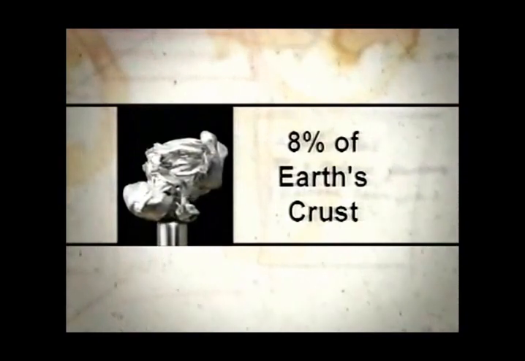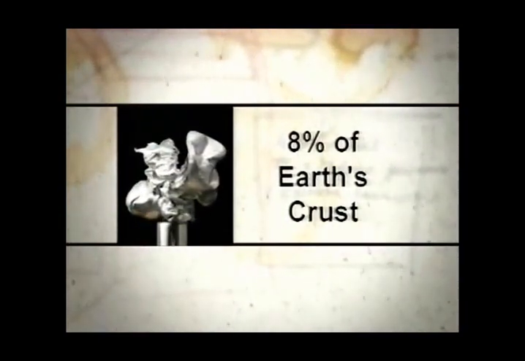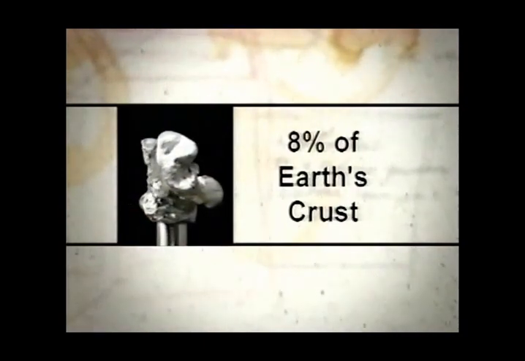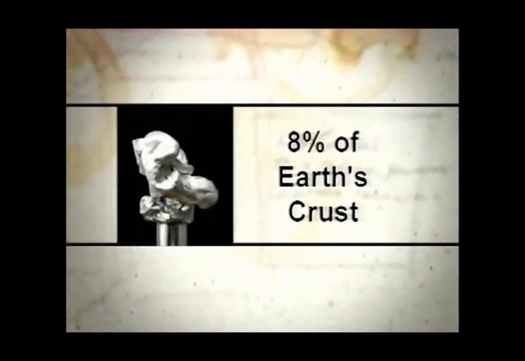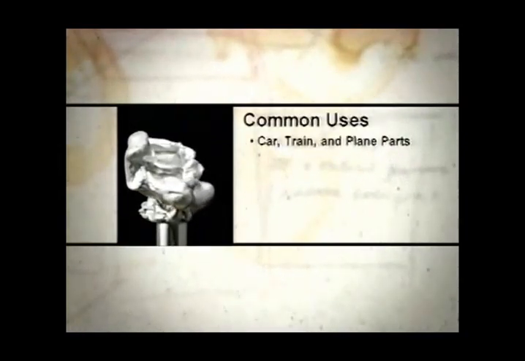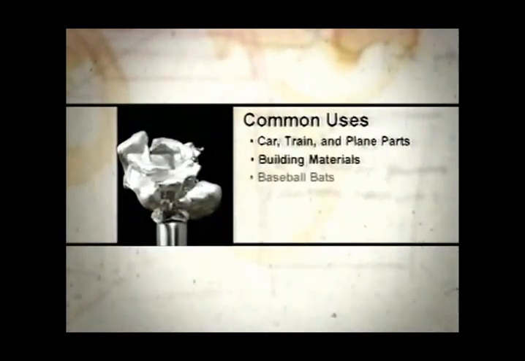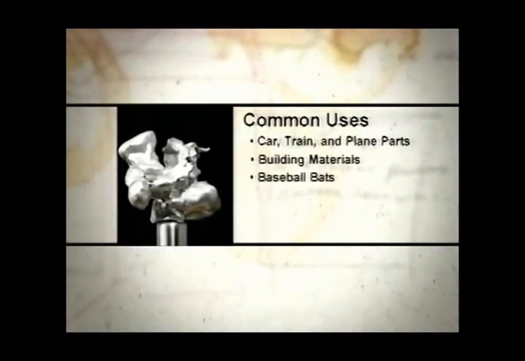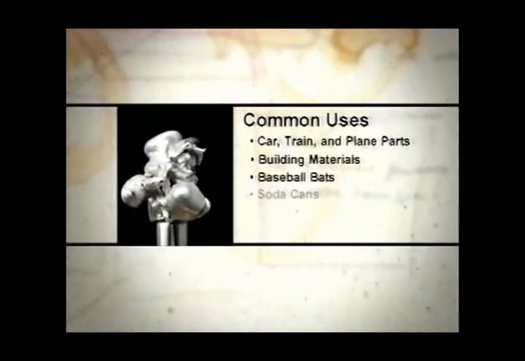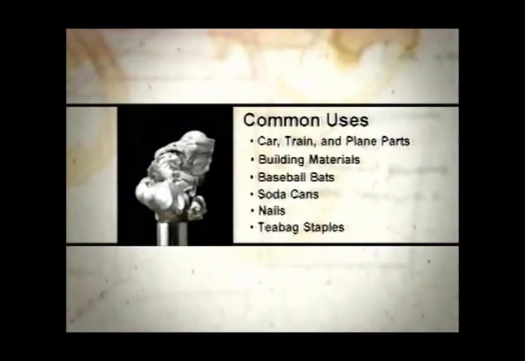Aluminum is the most abundant metal on the planet, but it is never found in its pure form. Once it is separated from the compounds it is found with, it can be turned into millions of useful products. Aluminum's lightness and durability make it ideal for making everything from vehicle parts to building materials to baseball bats. And since it resists rust, it is also used for making everything from soda cans to nails to the staples in tea bags.